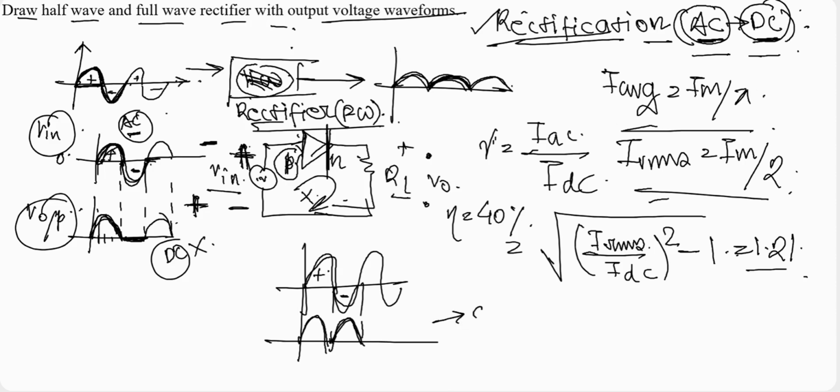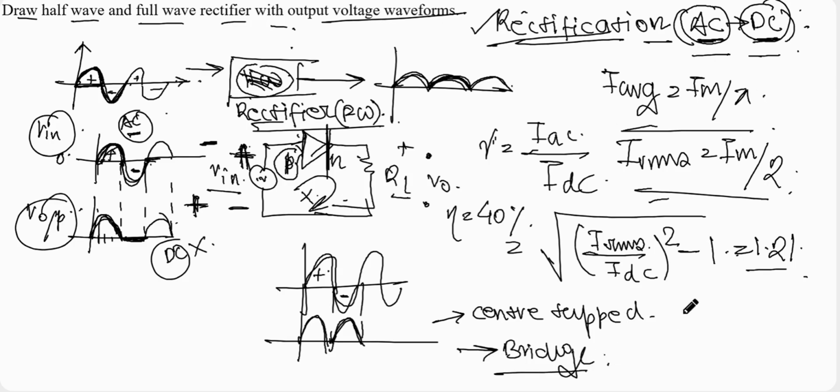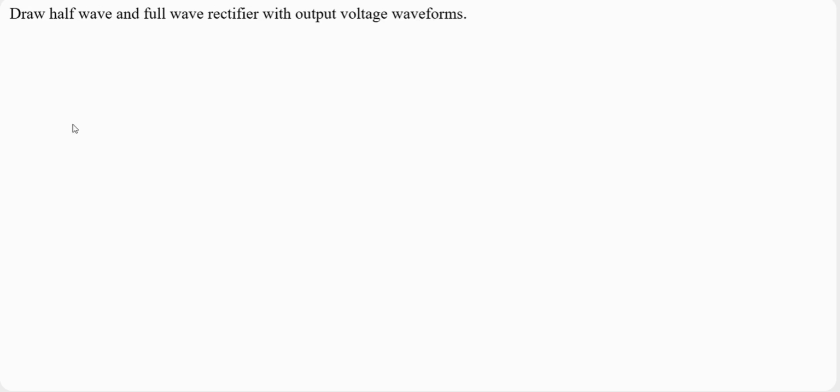It is particularly of two types: center tapped and bridge rectifier. Okay. Center tap rectifier and bridge rectifier. So these are the main two types of the full wave rectifier. Now we will see the circuit diagram of these two types of full wave rectifier.